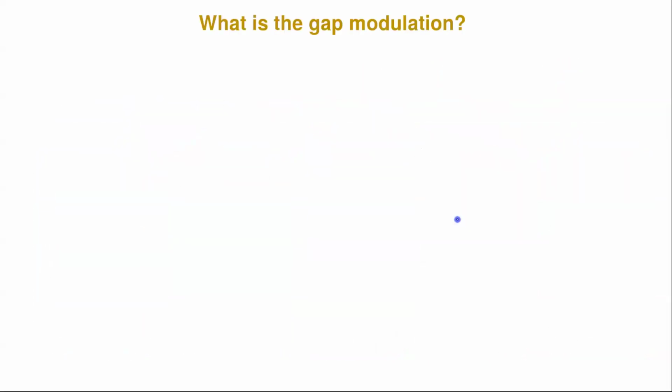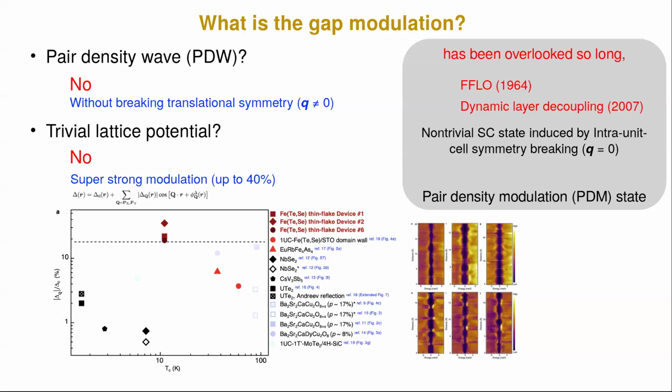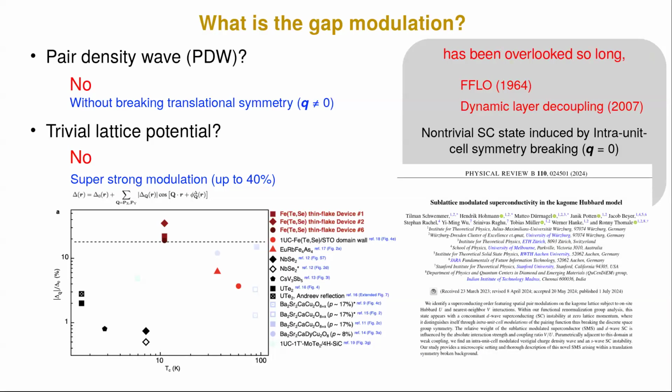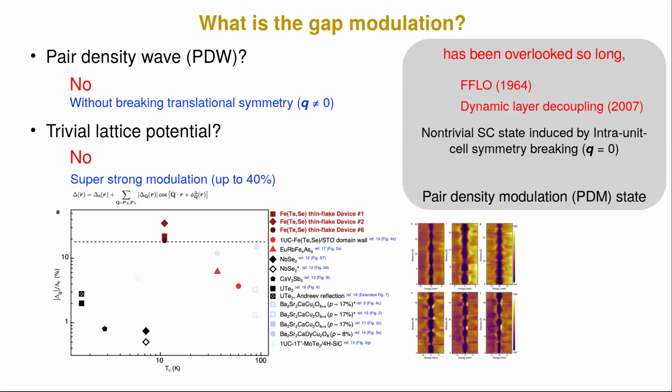So now we can ask ourselves, what is this oscillation? Is this a pair density wave, or is this something trivial? The point is that the answer is no. The idea is that this oscillation is commensurate with the lattice of the crystal, and it's very strong in a sense. It reaches a highest value of 40% of the gap. So it's also not coming from a trivial lattice potential.